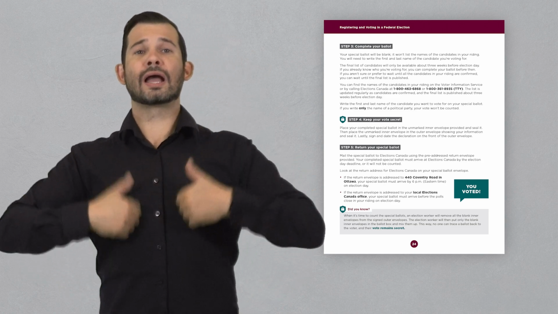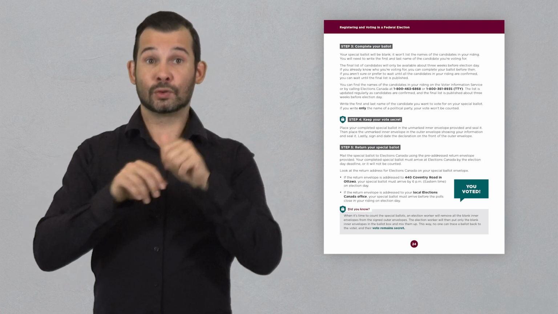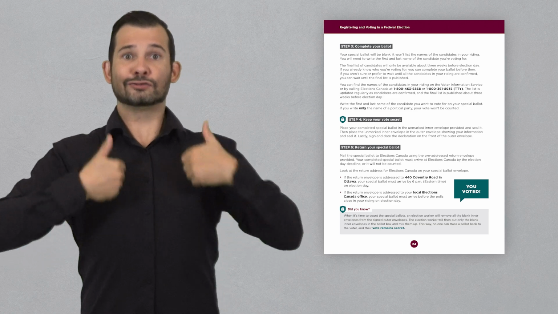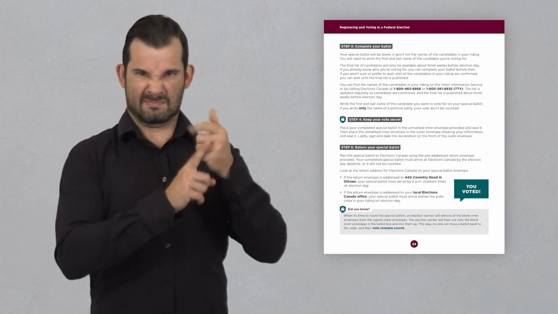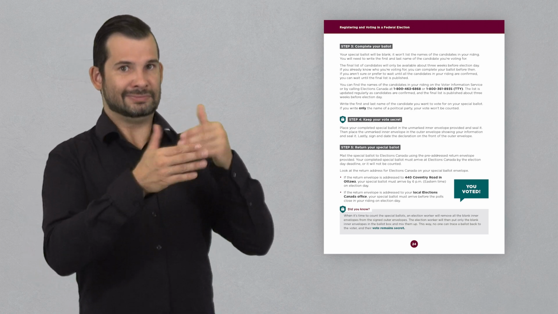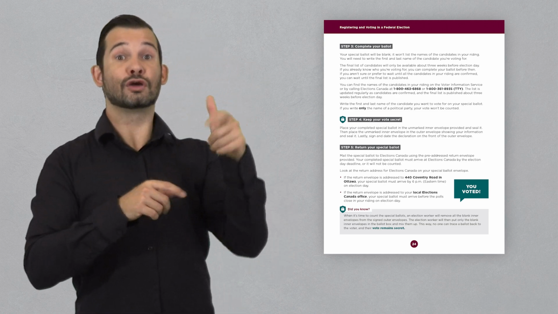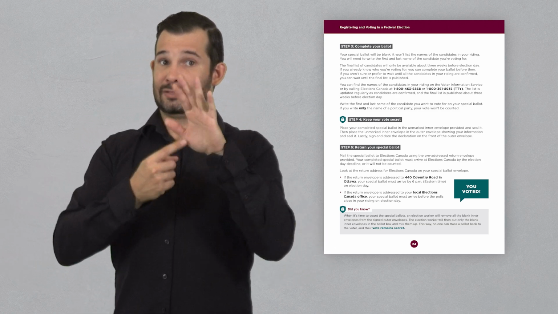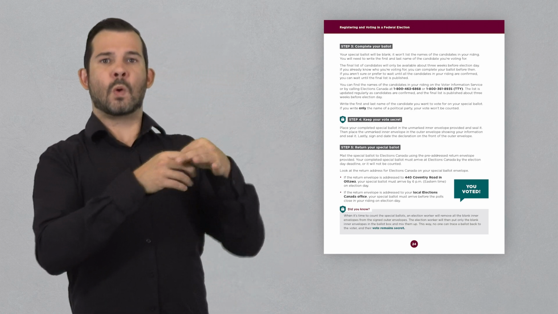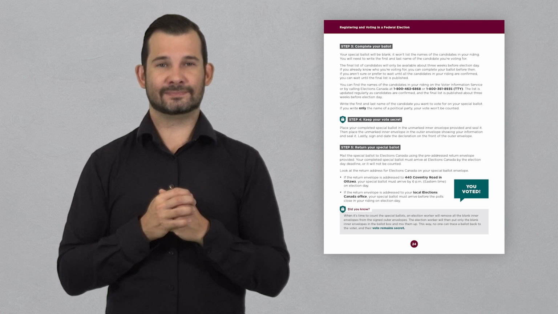Look at the return address for Elections Canada on your special ballot envelope. If the return envelope is addressed to 440 Coventry Road in Ottawa, your special ballot must arrive by 6 p.m. Eastern Time on Election Day. If the return envelope is addressed to your local Elections Canada office, your special ballot must arrive before the polls close in your riding on Election Day.